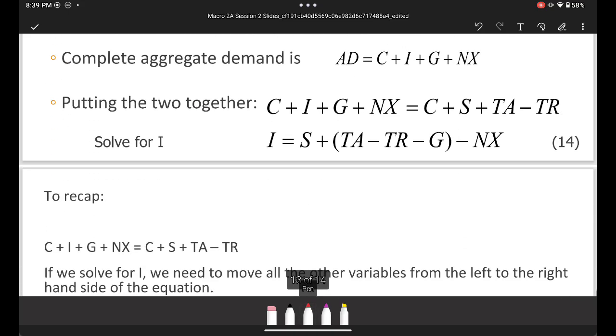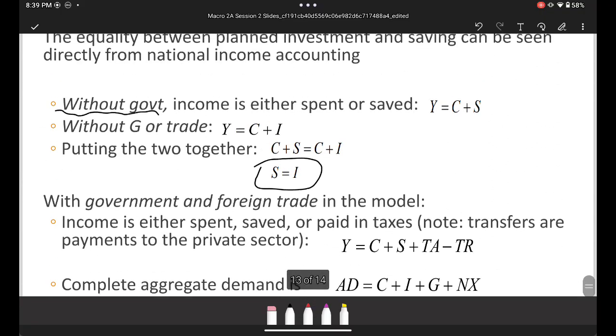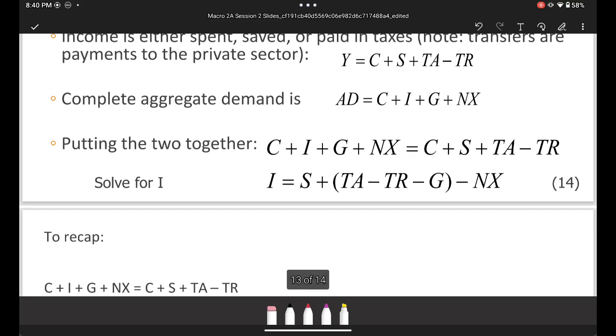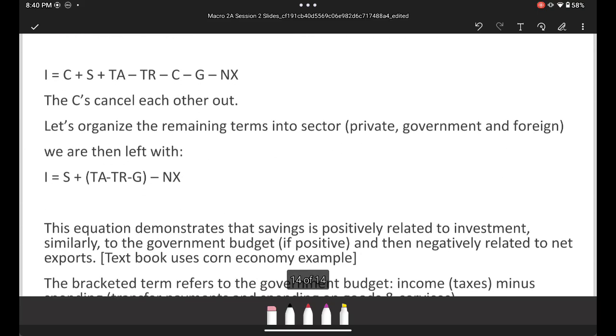So now, with government and foreign trade, if there's government and foreign trade, you're going to have that symbol in the aggregate demand curve, G, and for trade you'll have NX. So if you have that, you know you're dealing with this kind of issue with government. So ignore all this and just go straight over here. Investment will not equal savings. That was when we had no government and no trading.